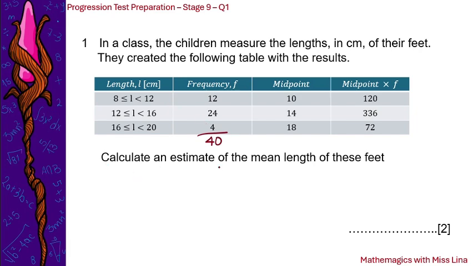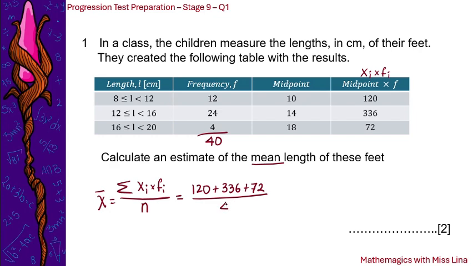Now it says, calculate an estimate of the mean length of these feet. Let's remember the mean is just adding all of them together, but in grouped data, that means just multiplying the midpoint times the frequency and everything divided by the total of children. In this case, we are already given the multiplication. This is exactly the same as xi times fi. So this is just going to be 120 plus 336 plus 72 and everything divided by 40. Let's see, this is going to be 8, 5 plus 7 is 12, 1 and 5.